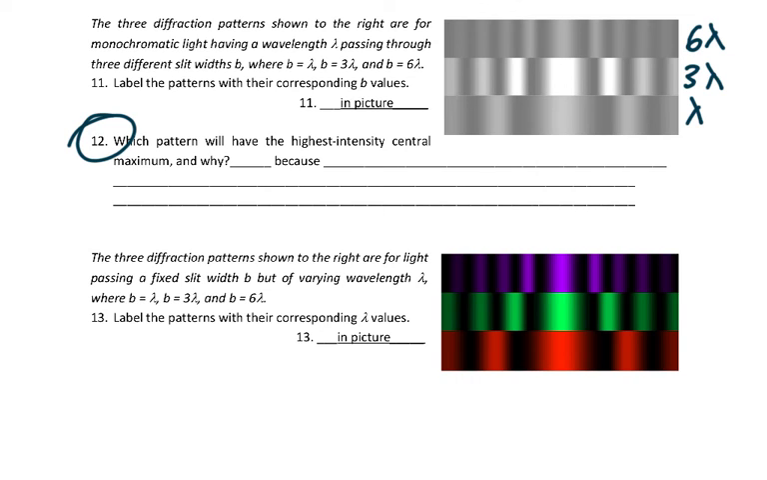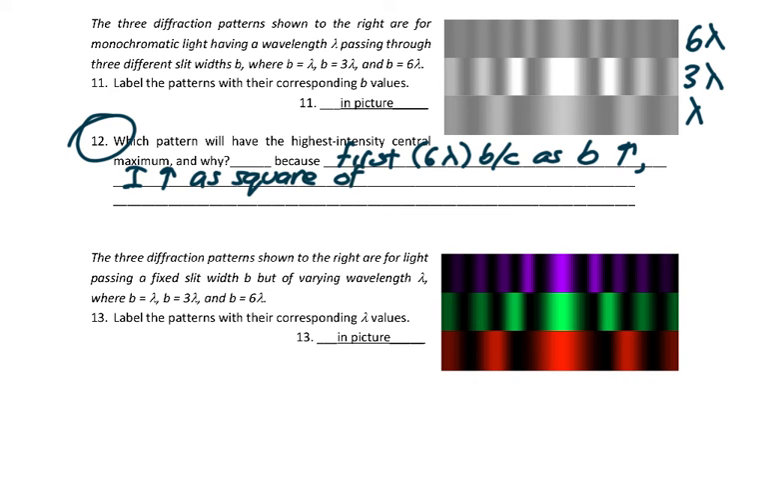So it says which pattern will have the highest intensity central maximum and why. That would be the first. That would be the 6 lambda, because as the slit width increases, intensity also increases as the square of b increases.